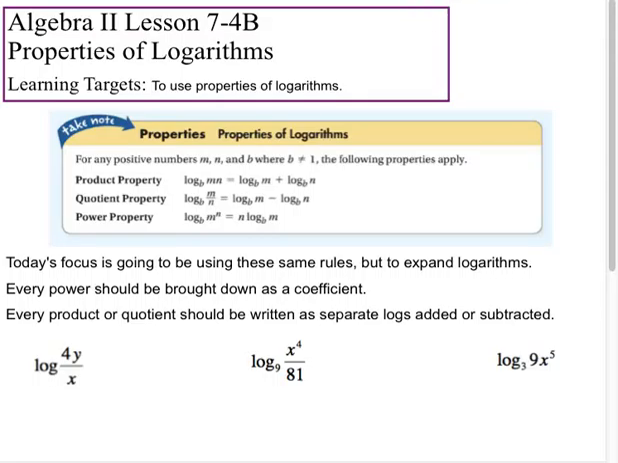Welcome back to our continued conversation on properties of logarithms. In today's notes, we're going to talk about the other two properties, okay? Expanding logarithms and the change of base formula for logarithms.